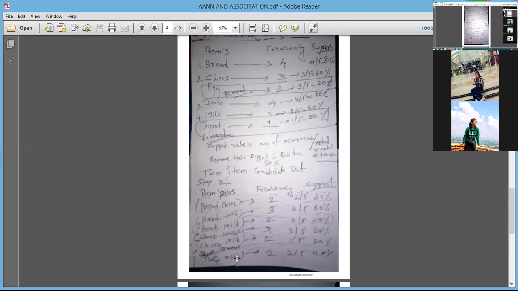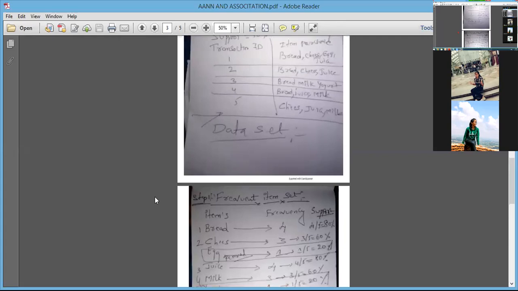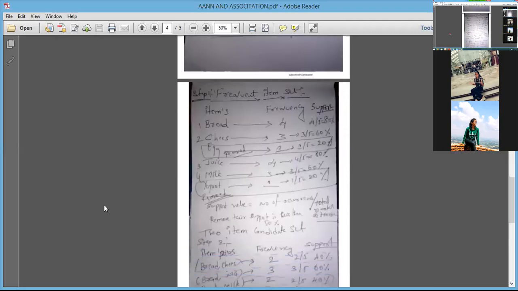Do you find any other combinations? No. Okay, I have tried all the combinations. Now, again, go back to your data set and see how many times bread and cheese has appeared together. Bread and cheese has appeared together two times, one time here, one time here. So bread and cheese has frequent occurrences of two.